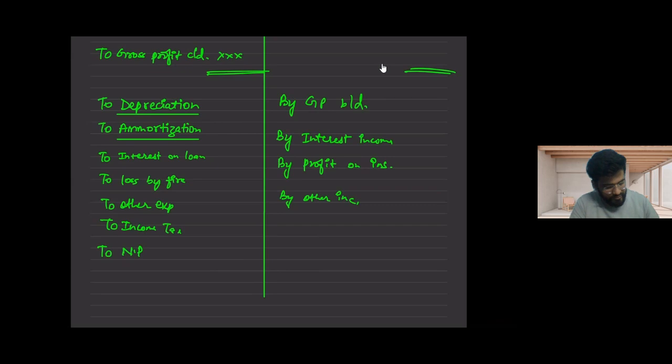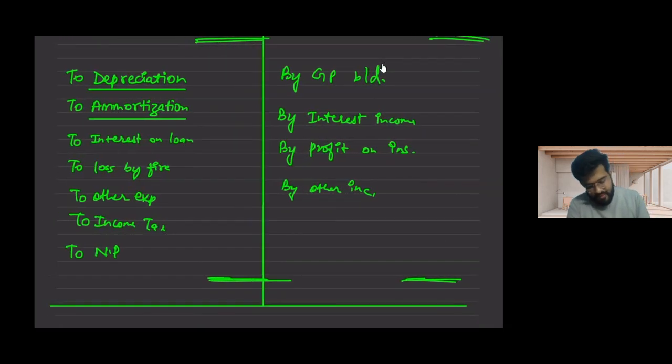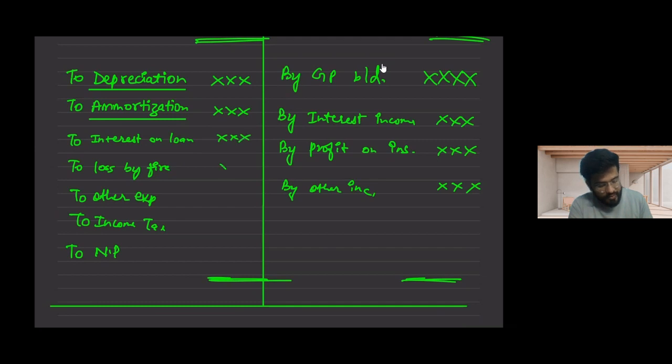So in the end, when we have the net profit, we transfer it to the balance sheet, right? Now, if you see everything over here, from my gross profit, the interest income is added, profit and insurance is added, other income is added. Depreciation is subtracted, amortization is subtracted, interest on loan is subtracted, loss by fire is subtracted, other expenses subtracted, income taxes subtracted, then we have finally reached the net profit.